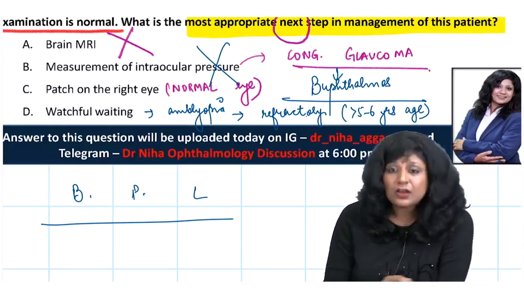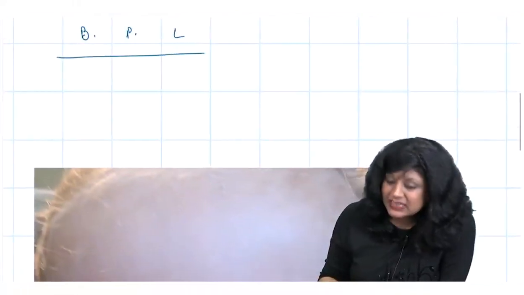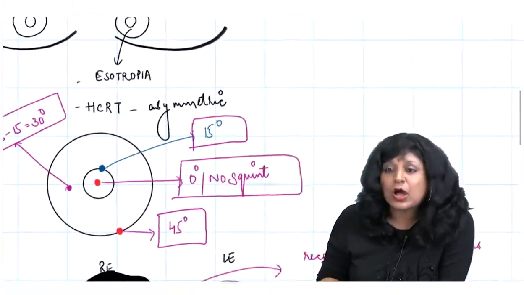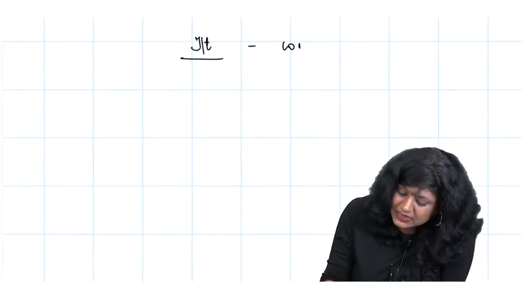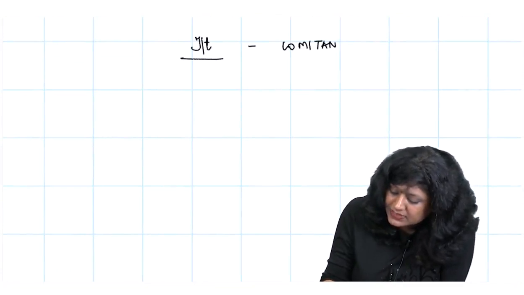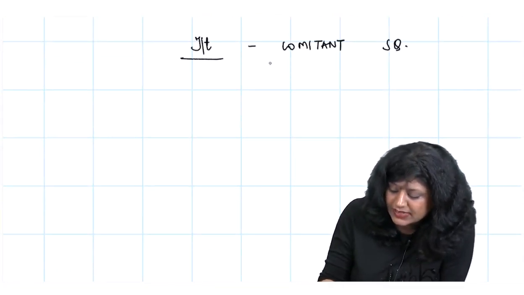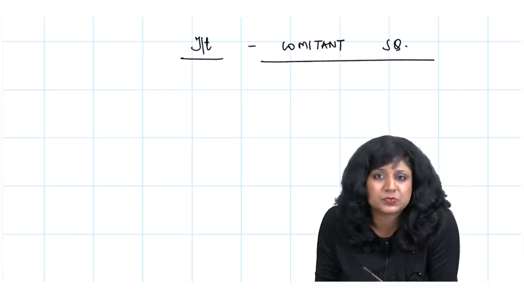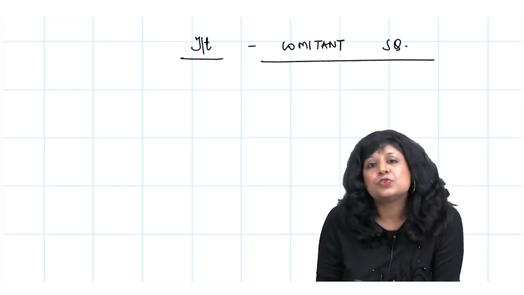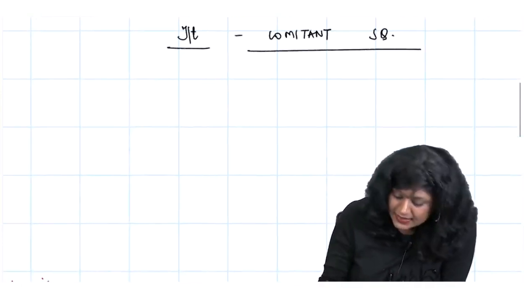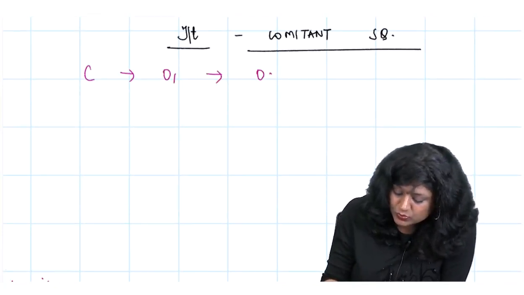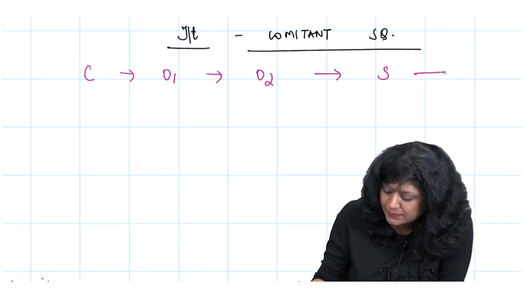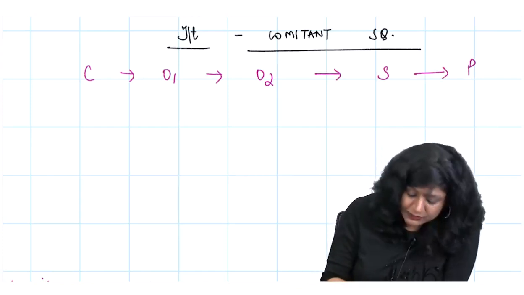Okay. Now if I discuss the treatment, how to go about it? Most probably it is a case of comitant squint, because it is not a latent squint; we can see the squint, it is a manifest squint. So you have to go in an order, and the order is C, O1, O2, S and P. This is the order.